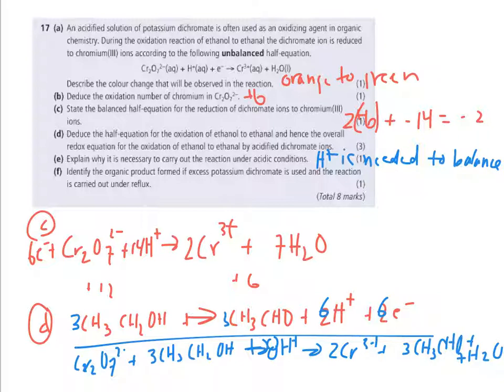And F says, identify the organic product formed if excess potassium dichromate is used and the reaction is carried out under reflux. So under reflux, this will become a carboxylic acid, and it's going to become a carboxylic acid with just 2 carbons on it. So this becomes CH3COOH under reflux. And it says identify it, so I imagine you can either write the formula or you could give the name of ethanoic acid.